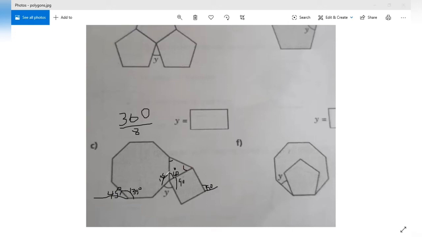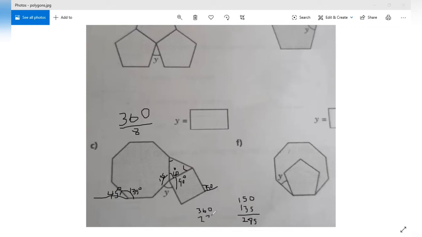Now, if we add 135 and 60 and 90 together, let's write that down. So we have 150 plus 135, and then we have 285. Now we know that angles around a point add up to 360. So all these four angles should add to 360. So we're going to do 360, take away 285 to know what our y is.